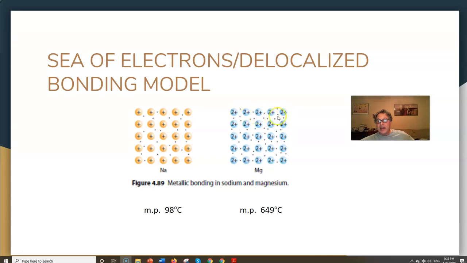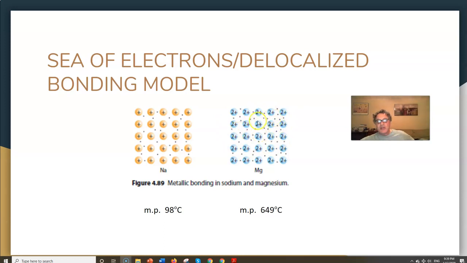We call that a lattice, if you remember, right? A regular array or a lattice of 2+ cations, magnesium cations, permeated by this sea of mobile valence electrons. In the case of magnesium, which is the element after sodium, 3s2 are the valence electrons, so there's 2 valence electrons per 2+ cation.